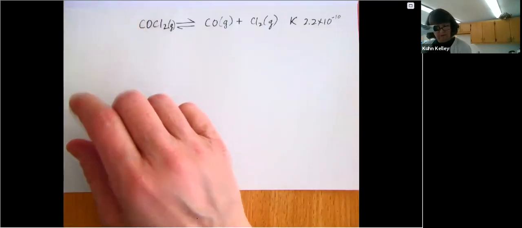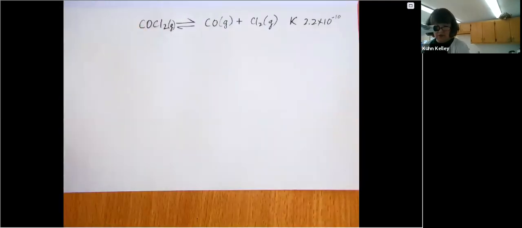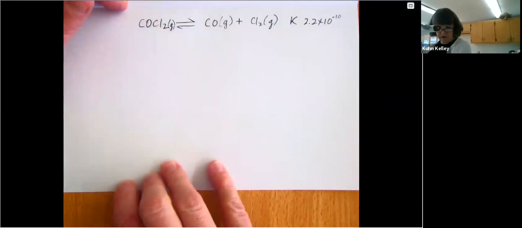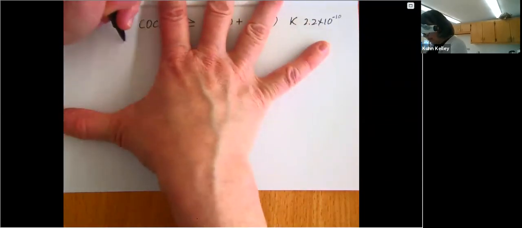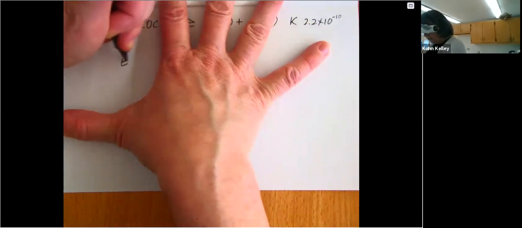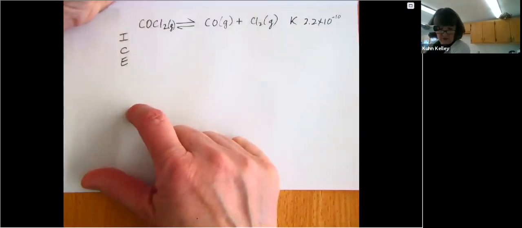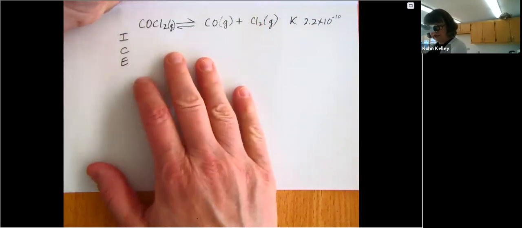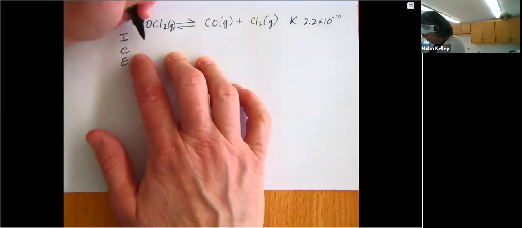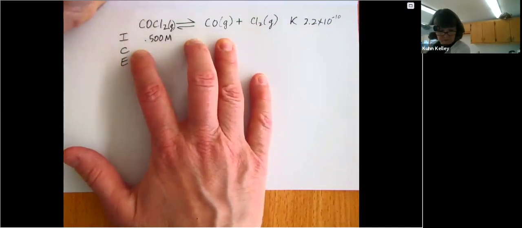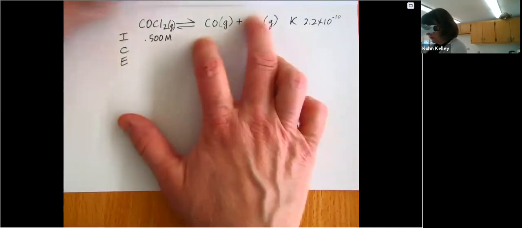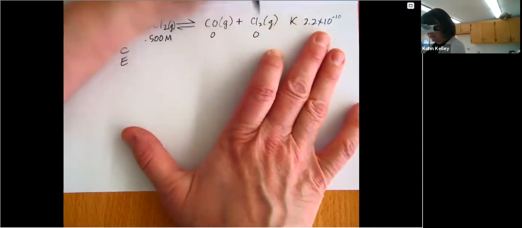If 1 mole of COCl2 are placed in a 2-liter reaction vessel, what are the equilibrium concentrations for all of the molecules? So we have our ICE table. It says that we're starting with 1 mole in a 2-liter reaction, 1 divided by 2. That means our initial concentration is 0.5 molar. And we don't have any of our 2 products yet.